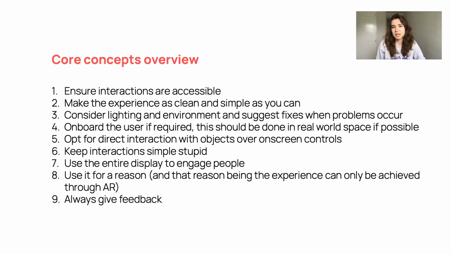Point number 3 is to consider lighting and environment and to suggest fixes when problems occur. It's impossible to predict the actual physical environment of the user, so try to think about the potential cases, as I mentioned before. For example, a bright light coming through the room and the room is overexposed and it's impossible to see the text on your application. So try to suggest color changes, for example, or ask the user to move the content to a different area if it's too bright or too dark. Point number 4 is to onboard the user if required.